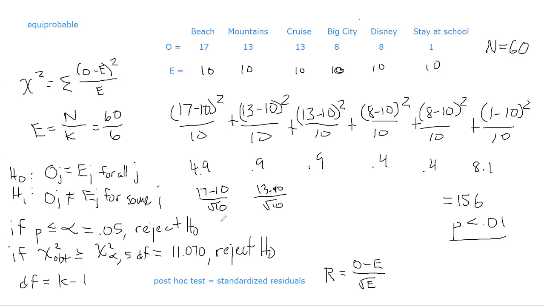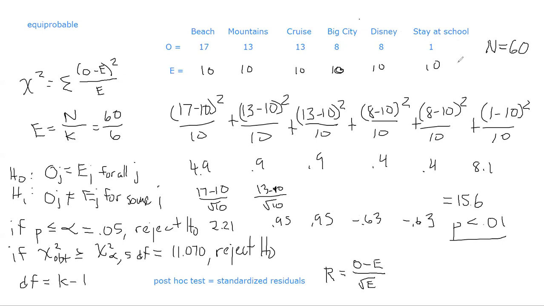To save you the terror of watching me try and scroll these out, I'm just going to go ahead and put in the answer. So 2.21 is the residual value for the beach. The mountains and the cruise are going to have the same value, which is 0.95. And then same for the big city and Disney, they're going to have a value of negative 0.63, negative 0.63.